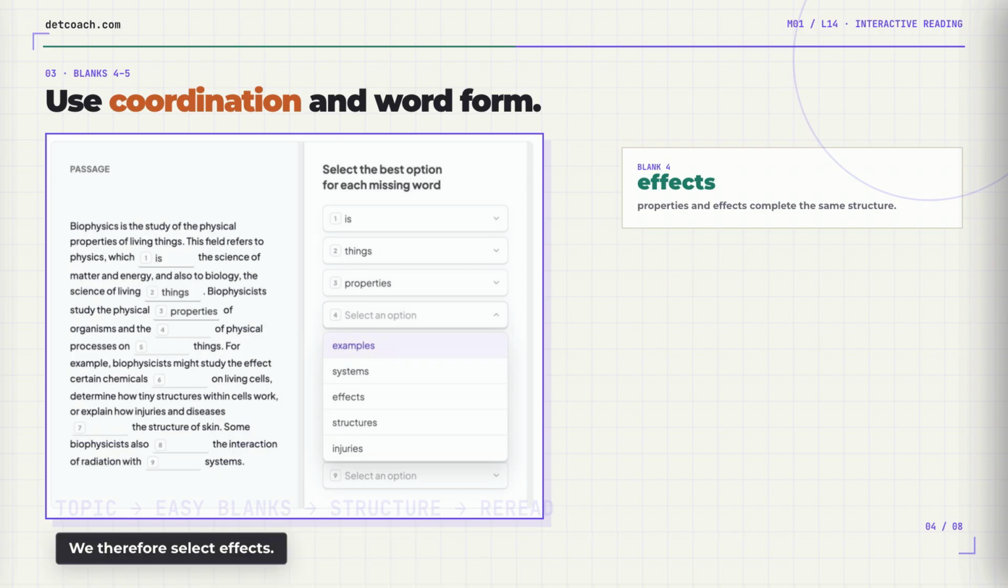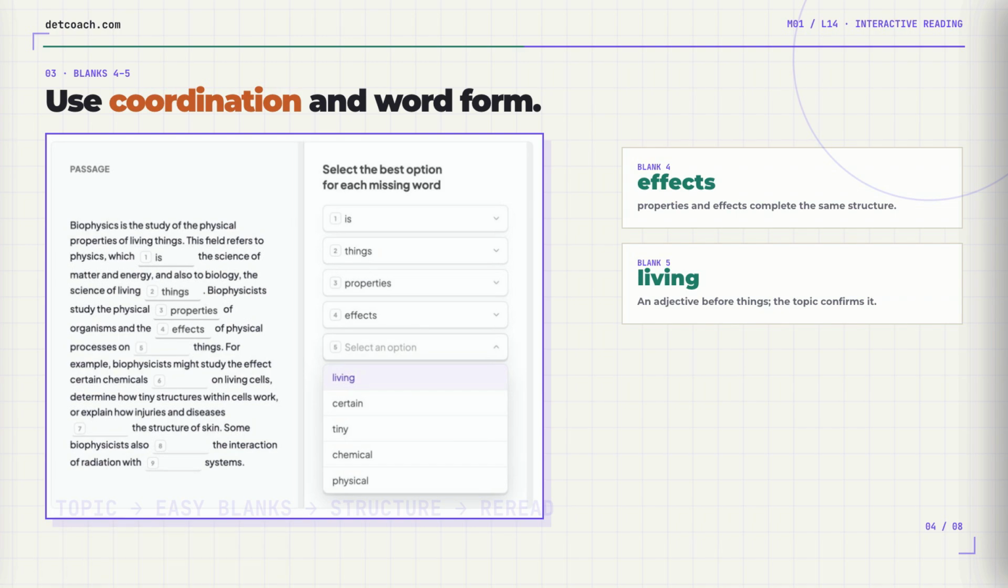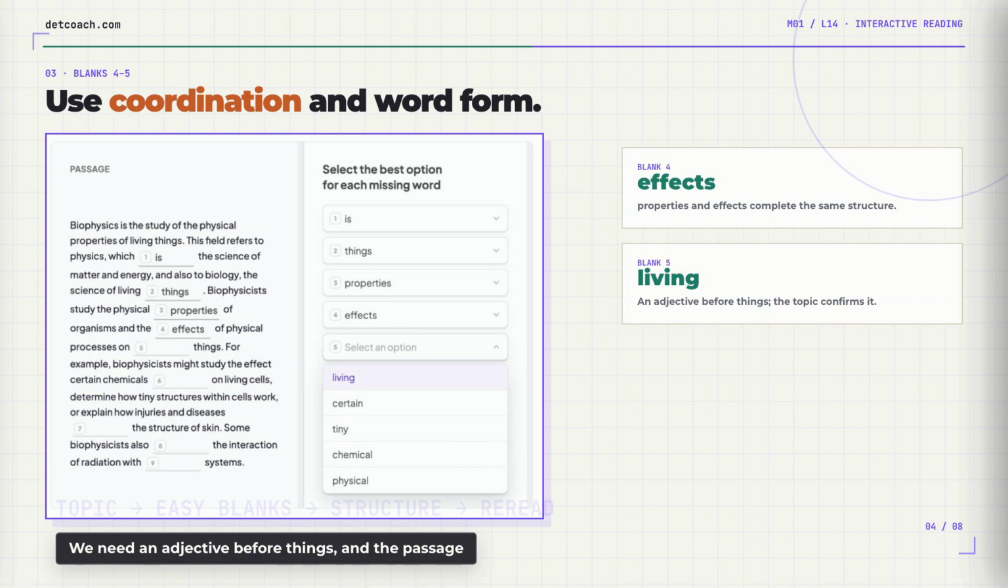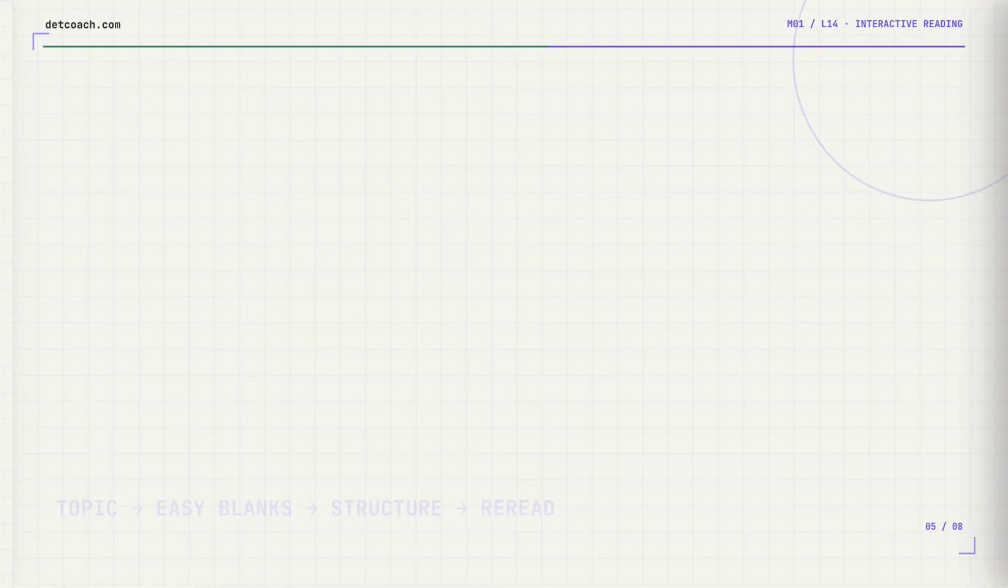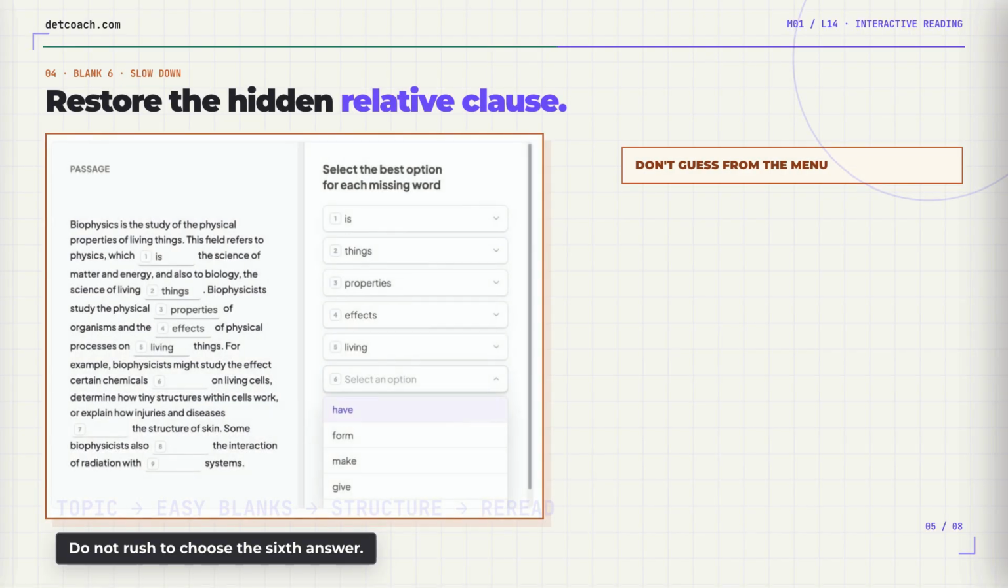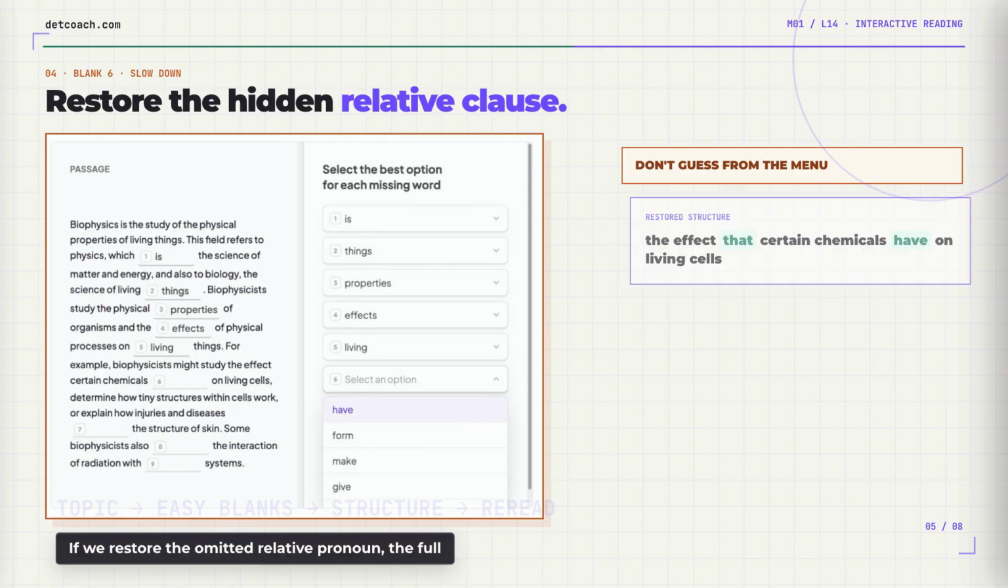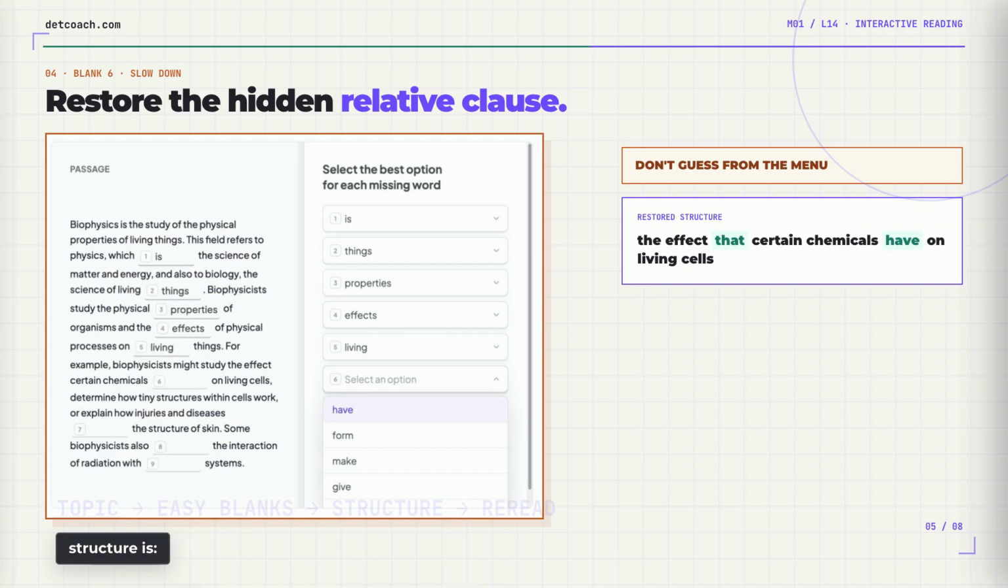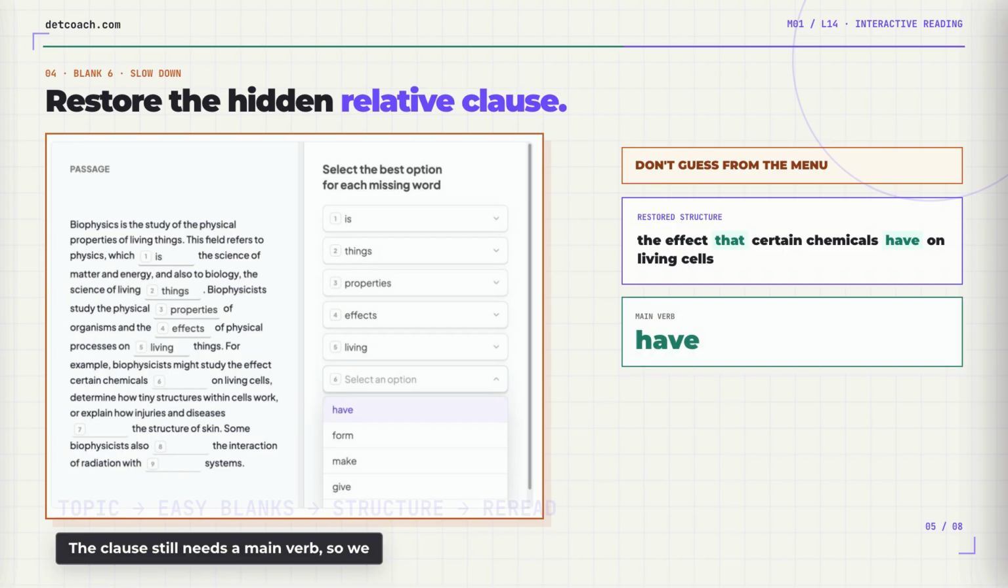We therefore select effects. The fifth blank is quicker. We need an adjective before things, and the passage consistently discusses living things, so the answer is living. Do not rush to choose the sixth answer. This is the blank that requires the most sentence structure analysis. If we restore the omitted relative pronoun, the full structure is the effect that certain chemicals have on living cells. The phrase certain chemicals is the subject of the relative clause. The clause still needs a main verb, so we select have.